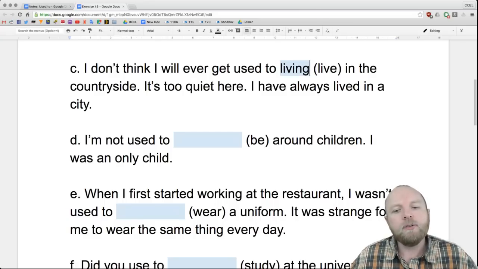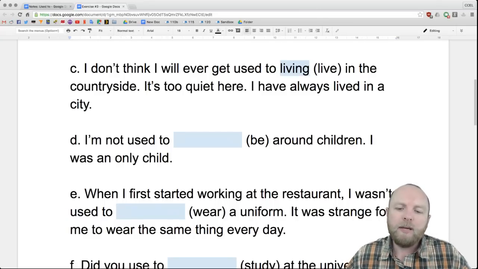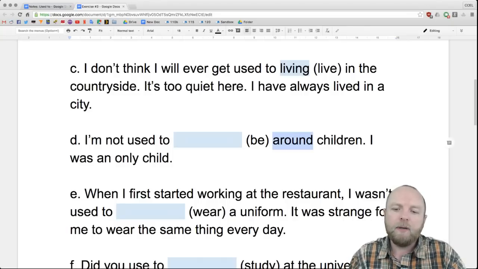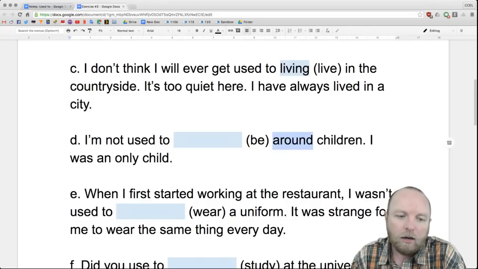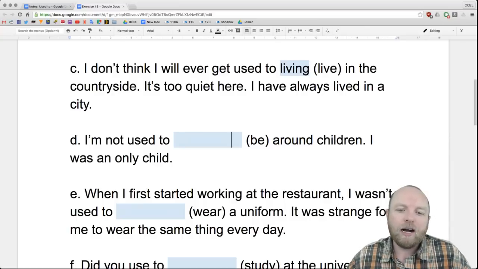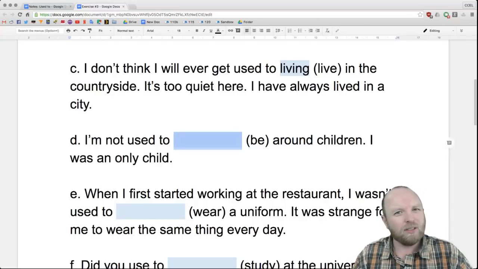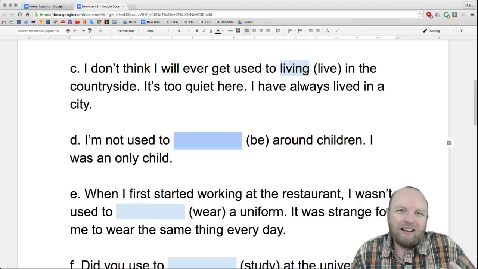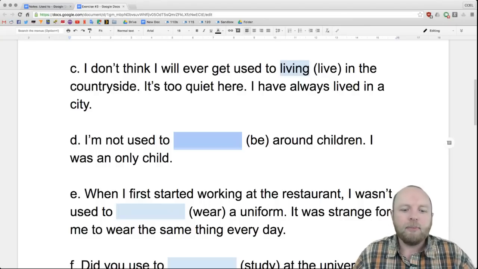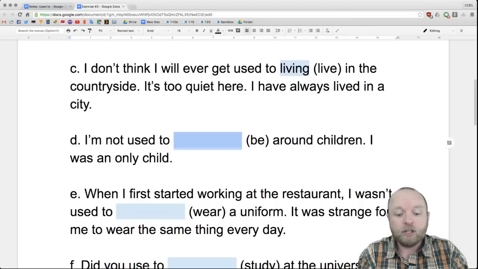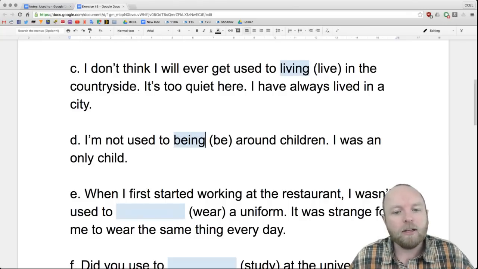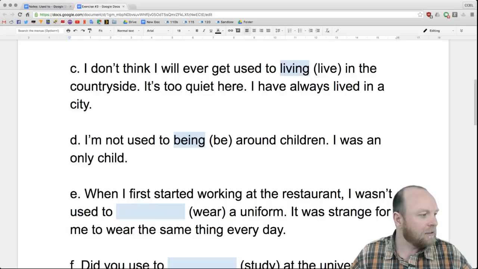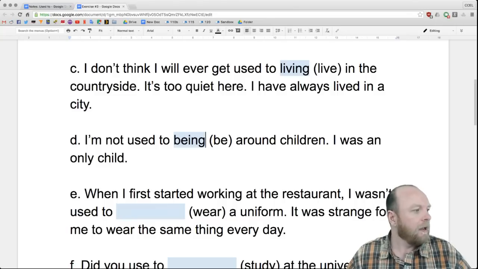Okay. I am not used to what? Well, be around means be close or be near, right? I was an only child. So for me, children are not comfortable. It's not easy for me. So I'm not used to, well, we need a gerund. Being. I'm not used to being. Marianne, yes. Paul, yes. Aaron, yes. Good. Good. Okay. Rodrigo, yes. Yomara, yes. Good job. Risvana, being.